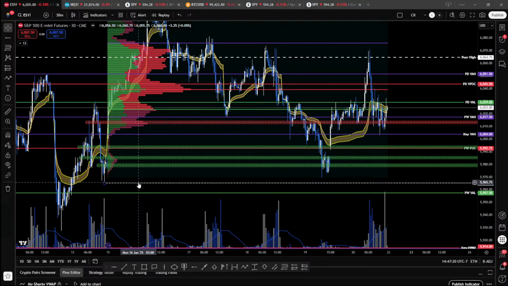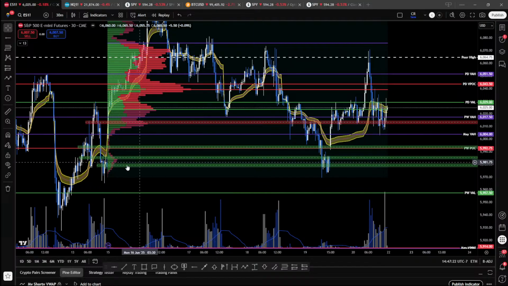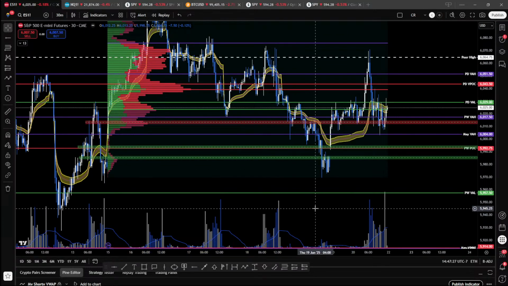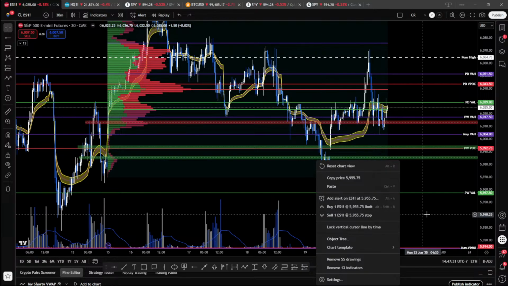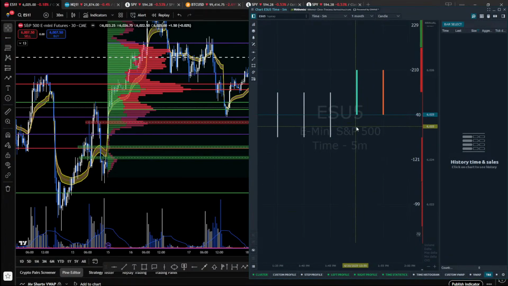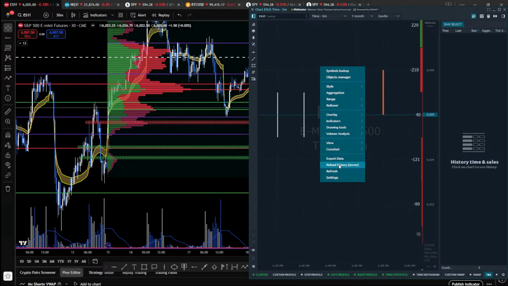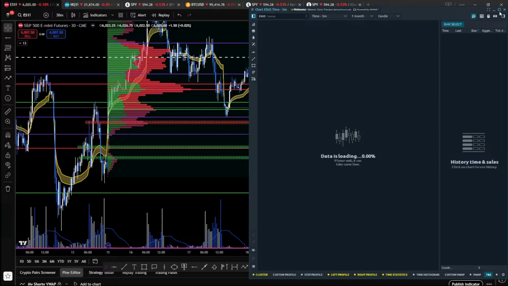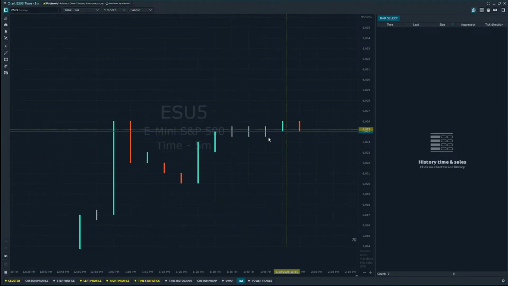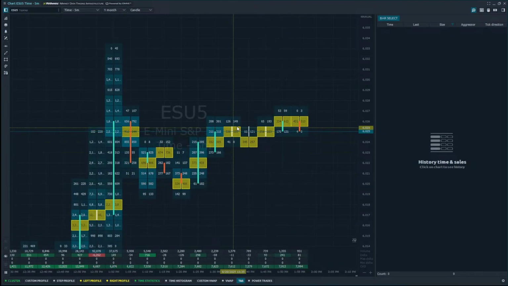So the last thing really quickly that I wanted to cover for you guys is I said I would give you guys my cluster chart settings. I don't know why this is all zeros, but whatever, it's not loading right now. The market's closed. Oh, there it goes.